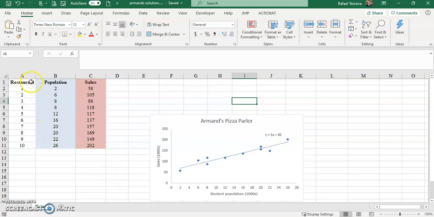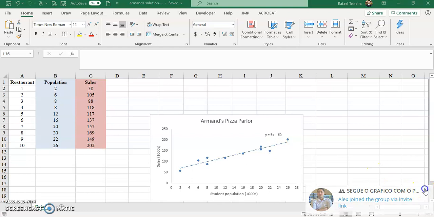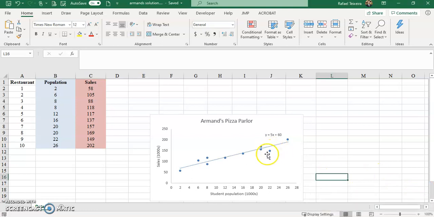Remember this case, that's the restaurant, Armand's Pizza Parlor, and then we have a certain number of students on campuses around restaurants and the sales, and we're trying to establish the impact of student population on sales. Each one of these dots is the actual data, and this line here is our model. So we are trying to predict how much, let's say, this restaurant is going to sell based on the number of students, and then we have a different actual value.